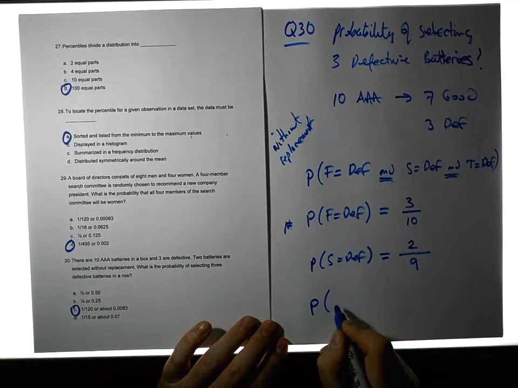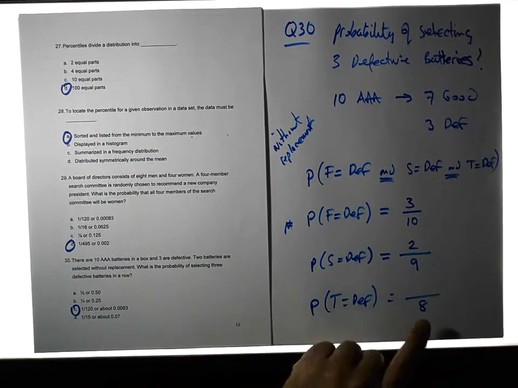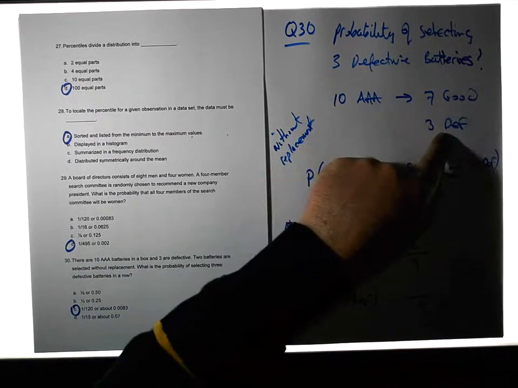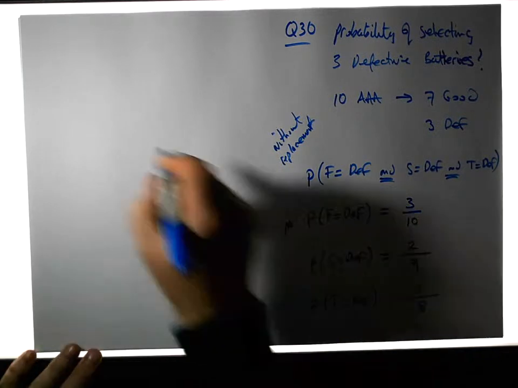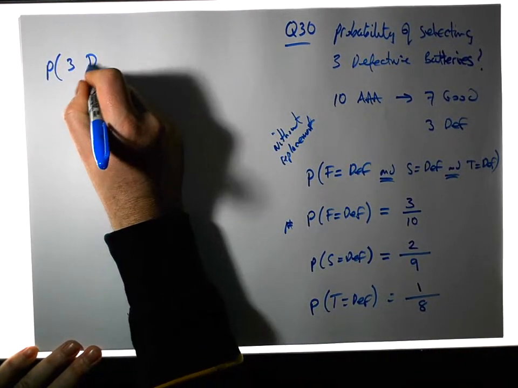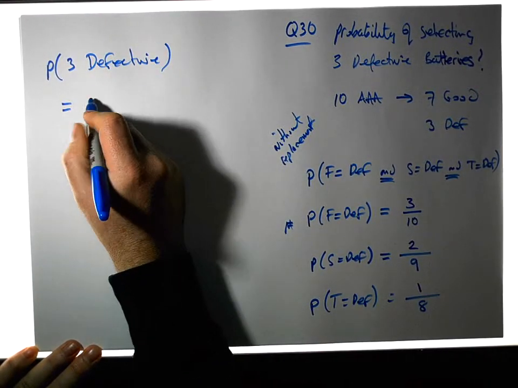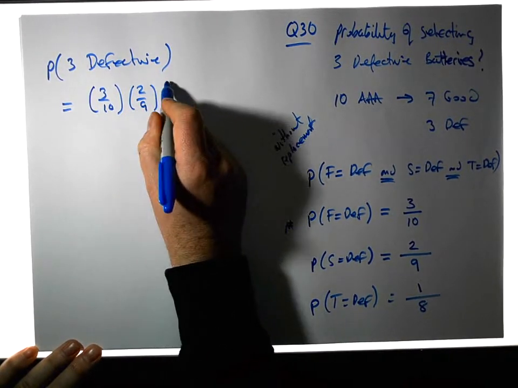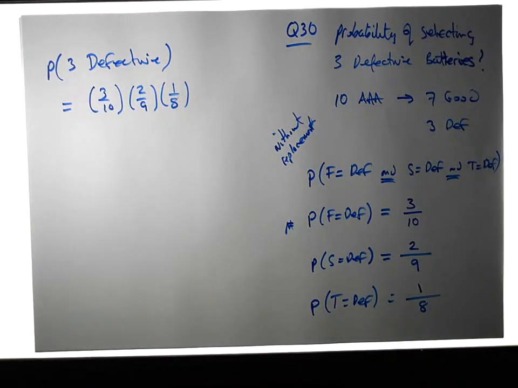And then the probability that the third is defective: now we've only 8 in the box, but the previous 2 batteries were defective, so there's only 1 defective battery left, so it's 1/8. So now the probability is the product, so the probability of 3 defective batteries is equal to 3/10 times 2/9 times 1/8. And whatever that works out at, that's that probability.